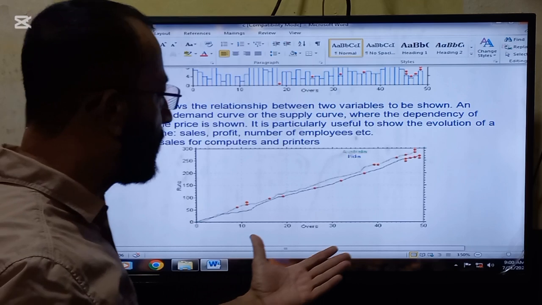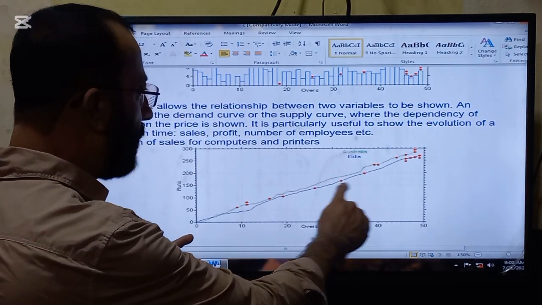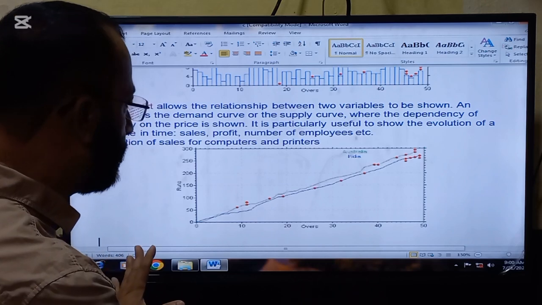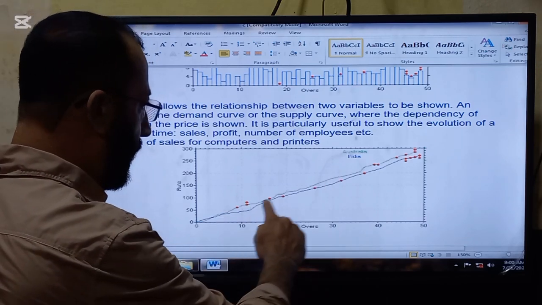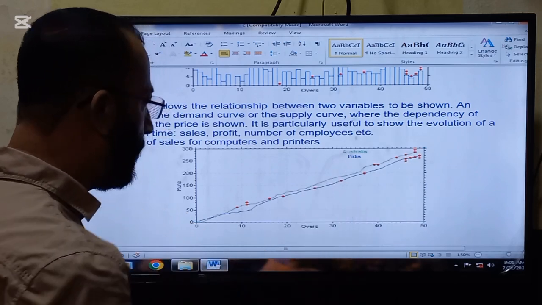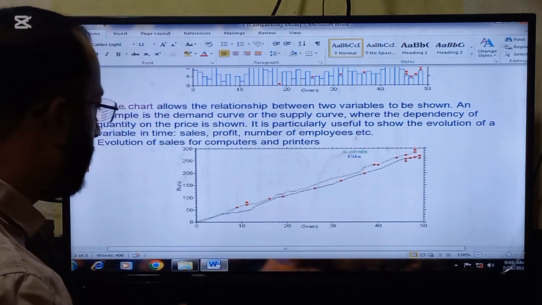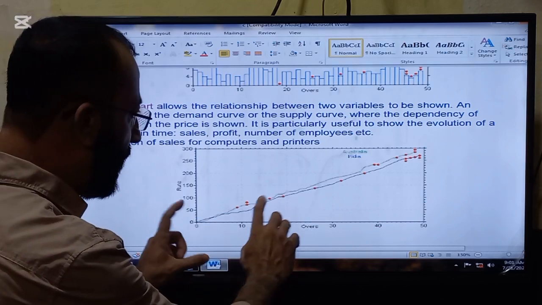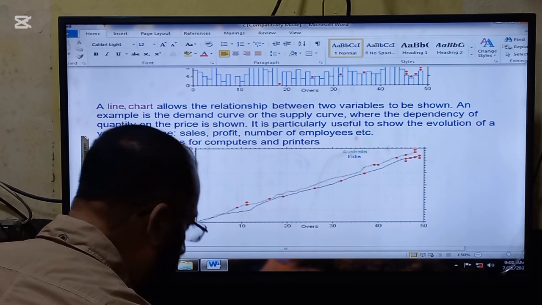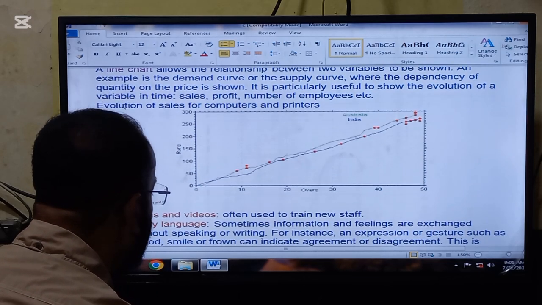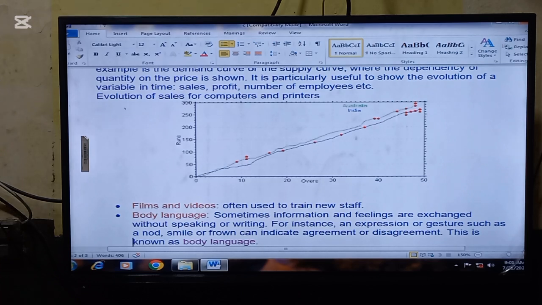So again, it's a cricket match between Australia and India, and the line graph of both teams shows the performance of each team. So the green line graph is of Australia and the blue line graph is of India. That shows the performance of the two teams clearly. So the line graph is another method to compare the performance of two variables.